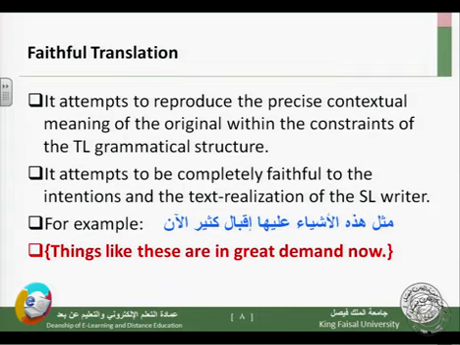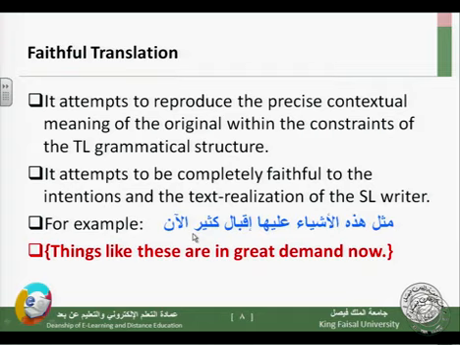And the same example, look at this example. Again, I used the same example just to give you the chance to compare all these methods using one example. Imagine, one example can be translated in, let's say, 5, 6, 7 different ways. And this is the beauty of translation. You cannot have two translators producing the same translation. Very rarely. Now, this is how you translate if you want to use the faithful translation method.